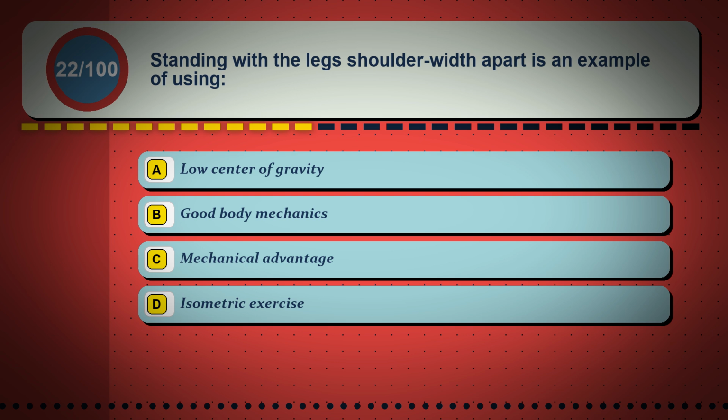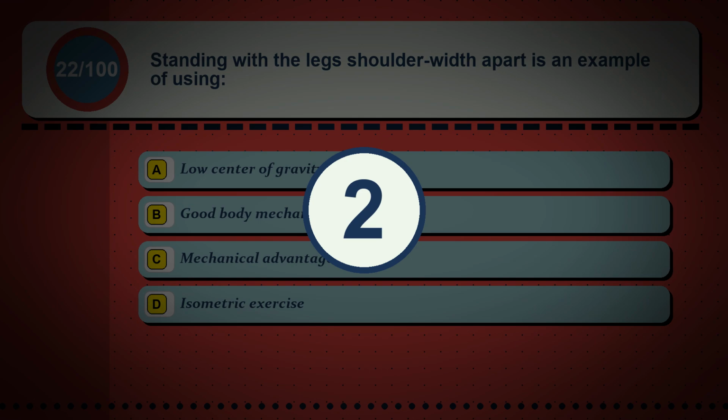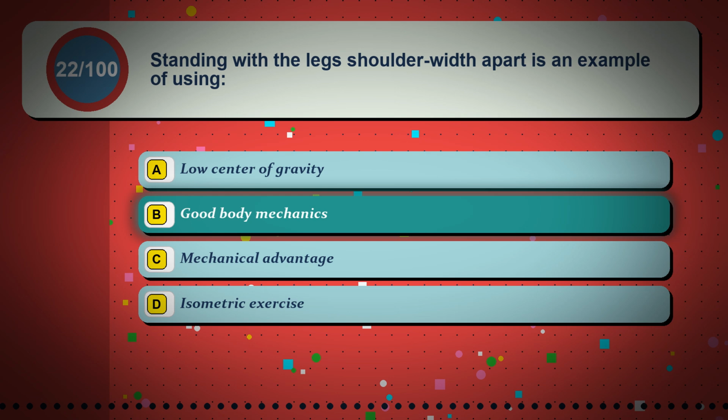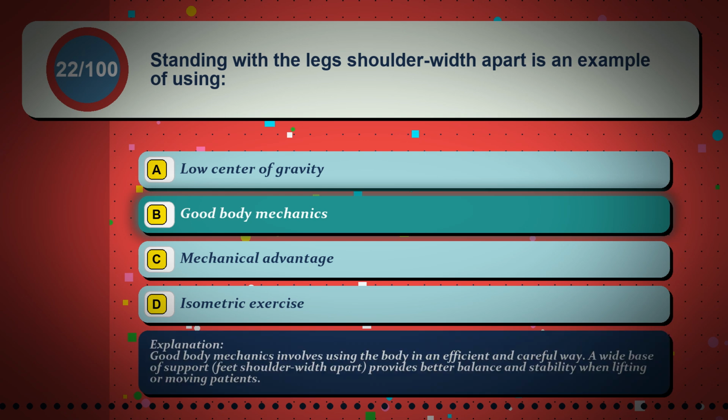Option B, good body mechanics. Option C, mechanical advantage. Option D, isometric exercise. The correct answer is option B, good body mechanics. Good body mechanics involves using the body in an efficient and careful way. A wide base of support, feet shoulder width apart, provides better balance and stability when lifting or moving patients.